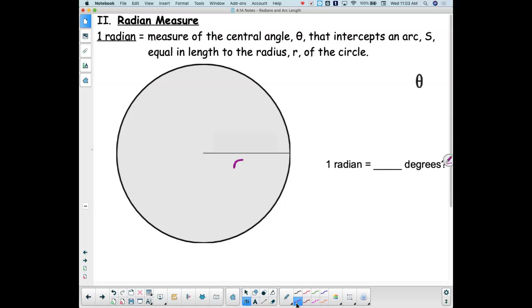Should have copied about the same distance. Remember that arc length S will be the same distance as that radius. I tried to mimic that distance. Those are supposed to be the same distance. If I do that and I create my angle, this central angle we created, that's what 1 radian is. So from our Smarty Lab the other day, that's what we figured out.